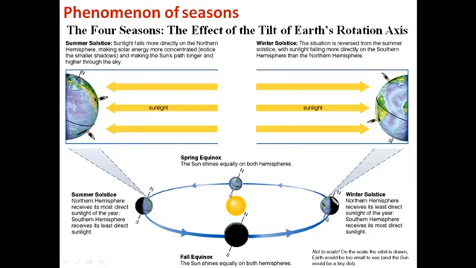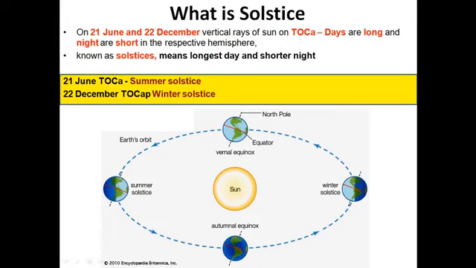Northern hemisphere will experience summer and southern will experience winter. Another example has been shown over here with the help of the diagram. Direct sunlight will fall on Tropic of Capricorn, 22nd December. Southern hemisphere will experience summer and at the same time northern hemisphere will experience winter. Now we'll understand what is solstice. On 21st June and 22nd December, vertical rays of the sun will fall on tropics. Days are long and nights are short in the respective hemisphere.